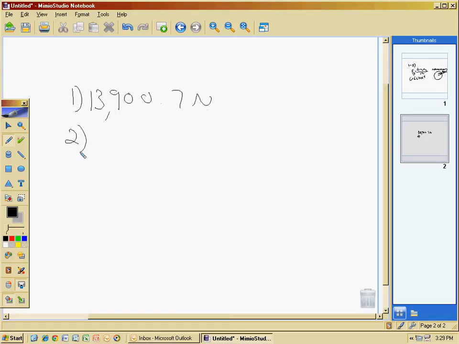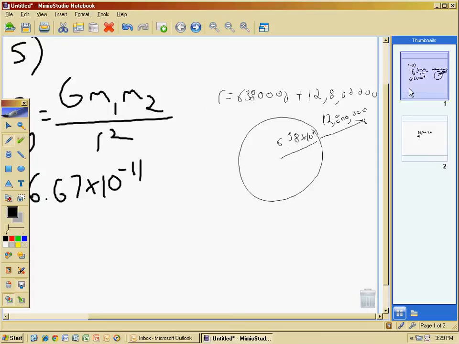Number 2, there's 2 ways to go about number 2. You can go ahead and say, all right, well, if the mass is 115, and I know the mass of the Earth, and I know the radius of the Earth, and I know G, so I can go ahead and find the force of gravity.